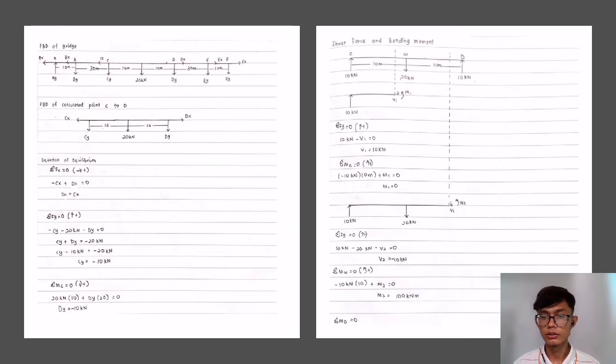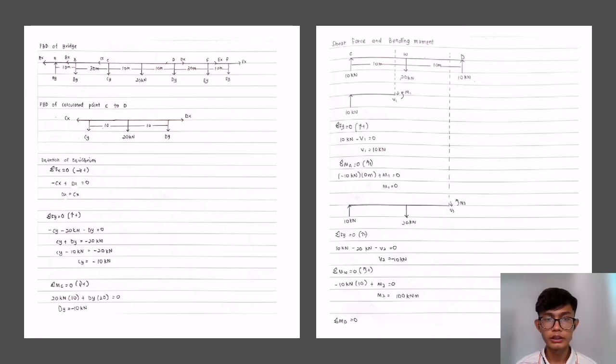Okay, today I will explain the calculation that I have made for this assignment. As we know, the structure that we have chosen is a bridge. So this is the FBD of the bridge. Okay, as we can see, the bridge has too many unknowns.